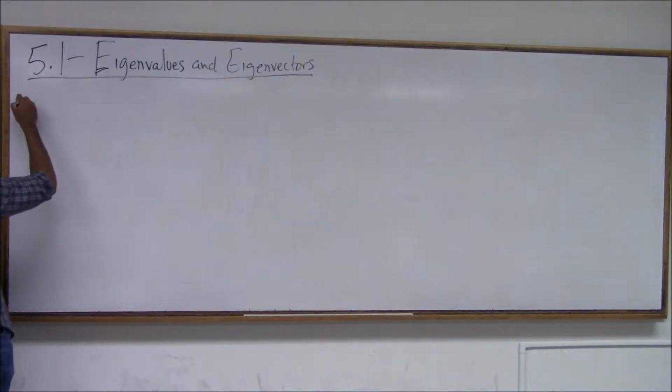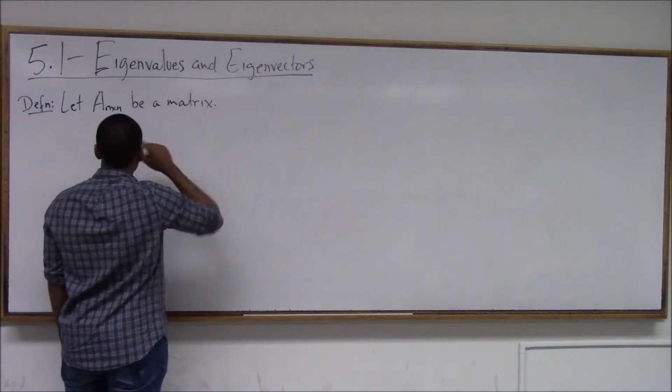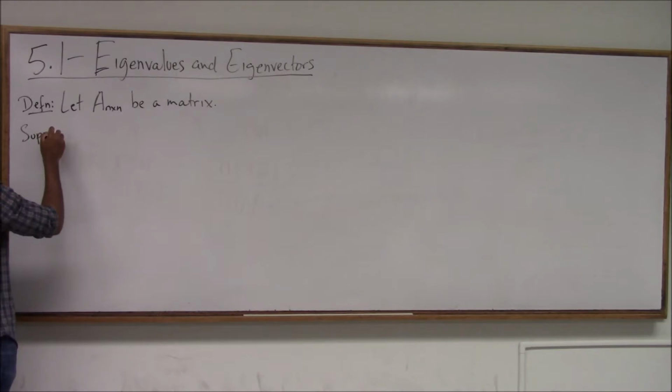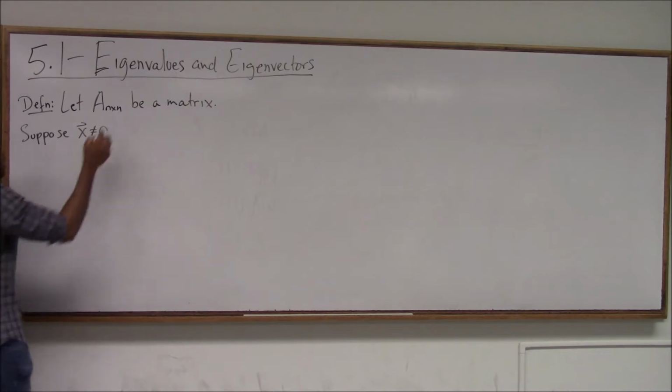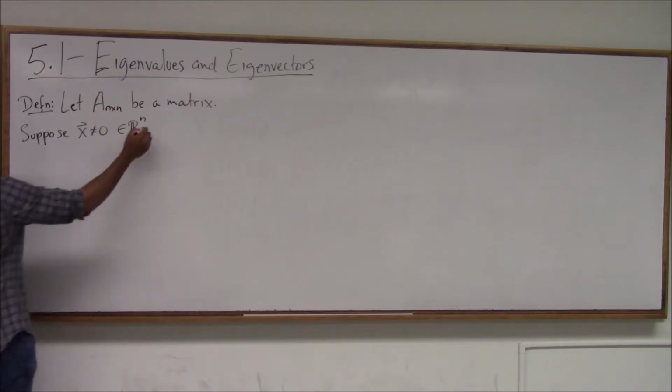So let me tell you what the definition is. Then I'll explain what that means, and then I will also tell you how to actually find them, how to compute. So let A be an n by n square matrix, and suppose x not equal to 0 is in Rn, or Fn, but we're thinking of Rn for the most part.